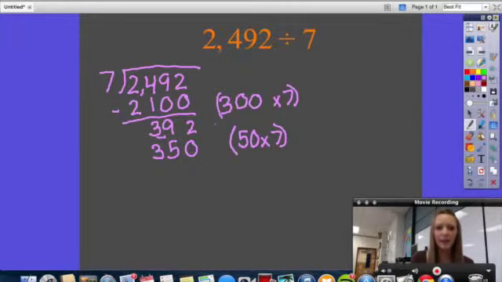Again, we need to subtract to find the difference. So 392 minus 350 is going to give me 2 minus 0 is 2, and 9 minus 5 is 4, so I have a difference of 42.